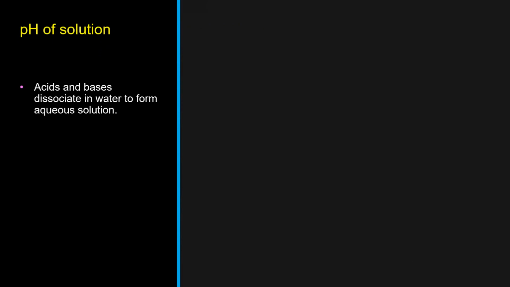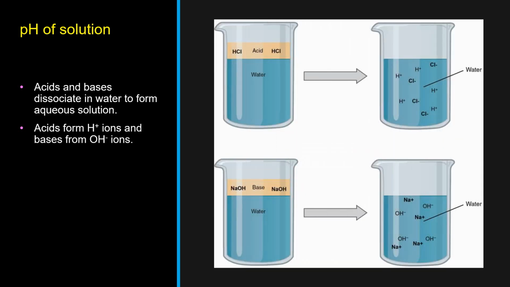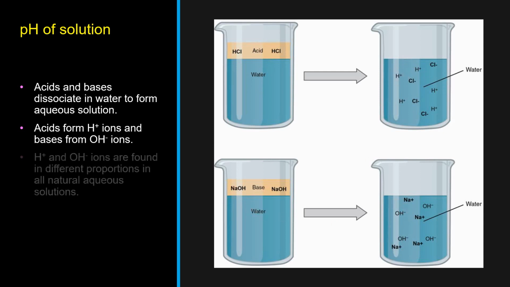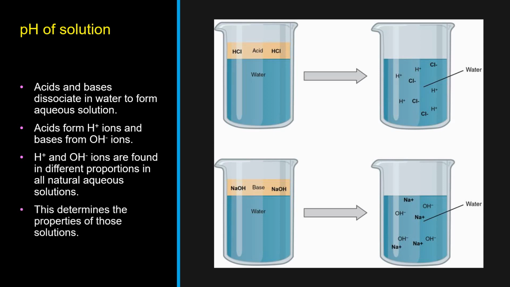Now we are going to learn an important topic, that is pH of a solution. Acids and bases, we know they dissociate in water and they form aqueous solution. Acids form H plus ion, and bases form OH minus ions on dissociation. This we know very well. So acid in water forms H plus ions and base in water forms OH minus ions. So H plus and OH minus ions are found in different proportions in all natural aqueous solutions. So this determines the properties of those solutions.